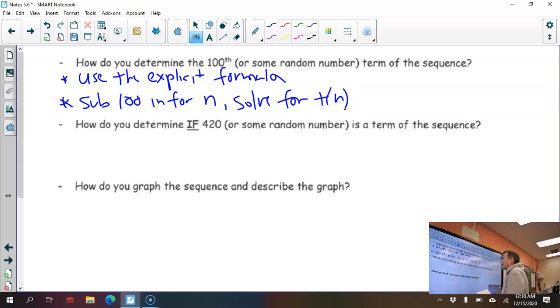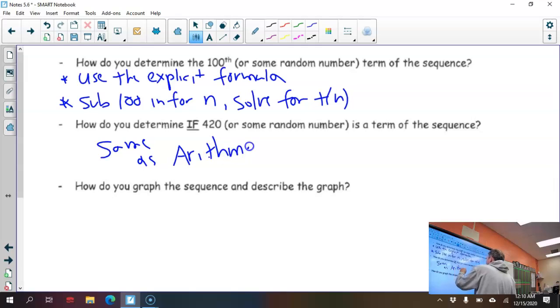All right? How do you determine if 420 or some random number? I'm not writing it again. I'm giving you a break. Same as arithmetic.